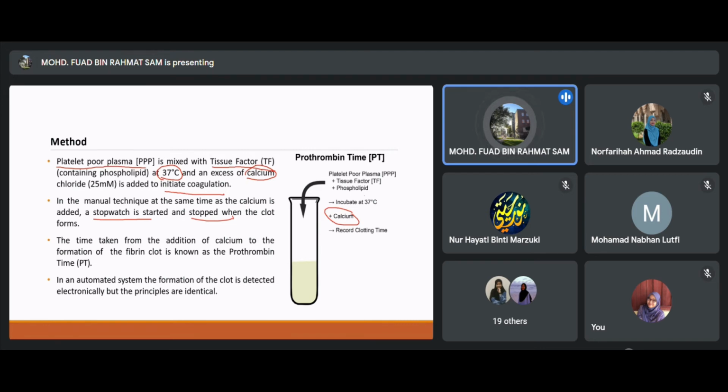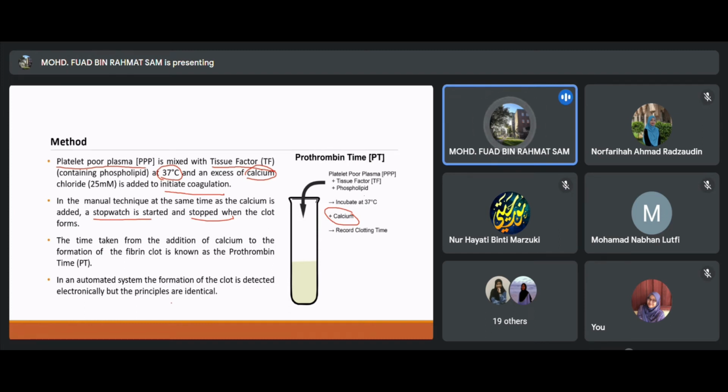until the plasma clot. Jadi tempoh masa from the calcium kita masukkan tu, kita tambah calcium terus start time. Tambah calcium start time, kita tengok berapa lama dia clotting tu. Okay, the time taken from the addition of calcium to the formation of the fibrin clot, ni kita panggil sebagai a PT or prothrombin time. Okay, so in an automated system, the formation of the clot is detected electronically, but the principles are identical.